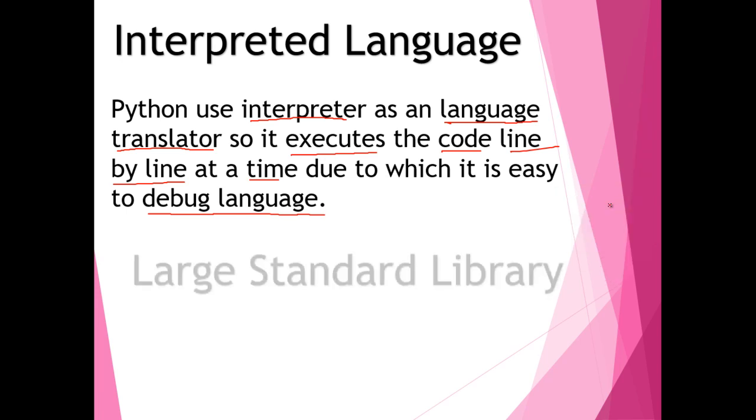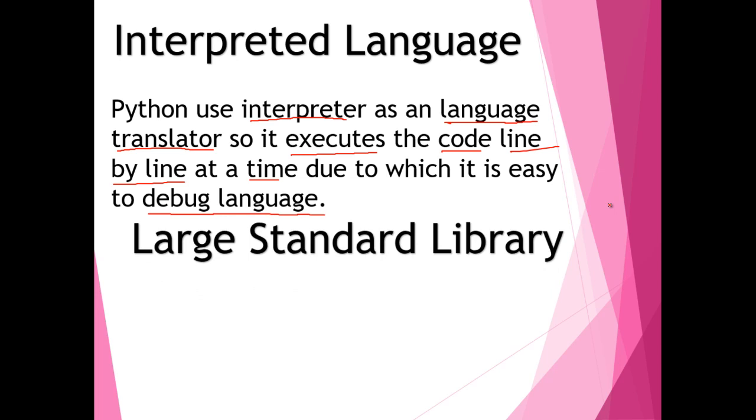Now let's move to the next point, that is the large standard library. What is this large standard library? Suppose in your school there is a library, and there are many books related to all your subjects. Suppose you are finding difficulty in a particular topic of physics. So you move to the library, and over there you find many physics books written by different authors. You can use all those books to go through that particular topic. So there is a variety of options available for you.